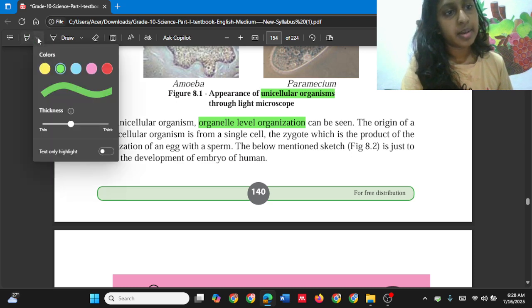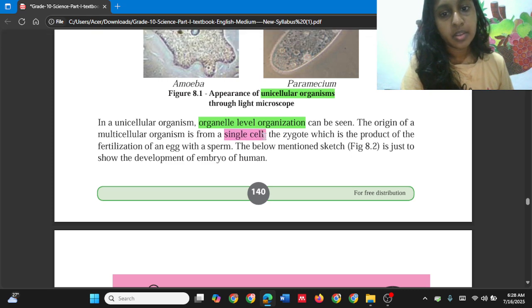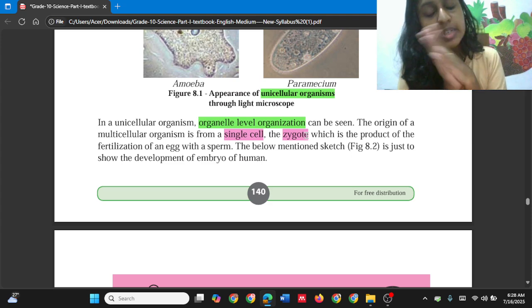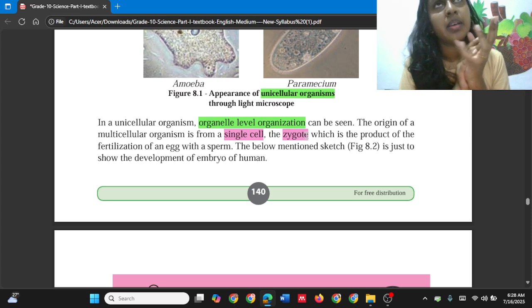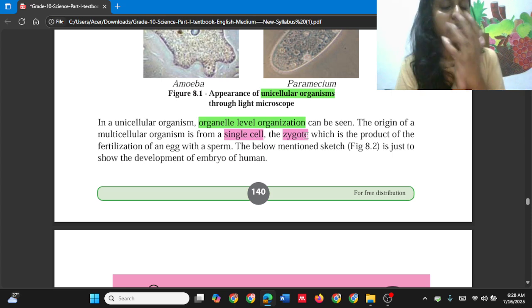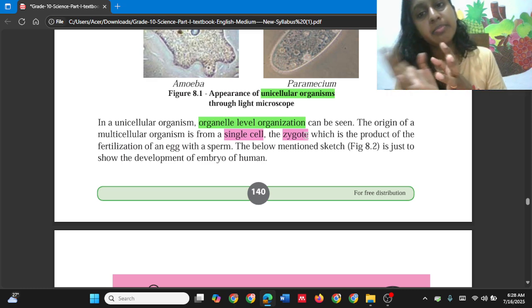මේ මම highlight කරනවා මාත් එක්කම highlight කරන් යන්න. Single cell. Then the zygote, which is the product of the fertilization of an egg with a sperm. එතකොට zygote කියන්නේ the first thing, first cell of a particular organism, a particular living being, particular animal, living being specifically, which can be obtained from the fertilization of an egg. Egg means the female part and sperm means the male part.